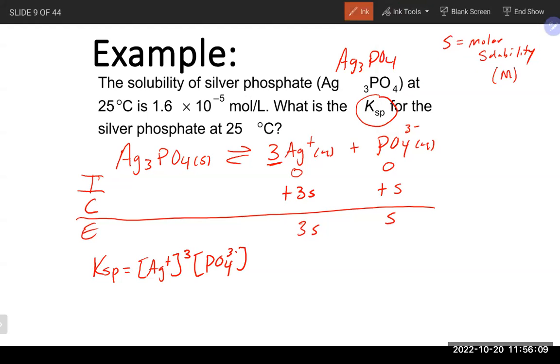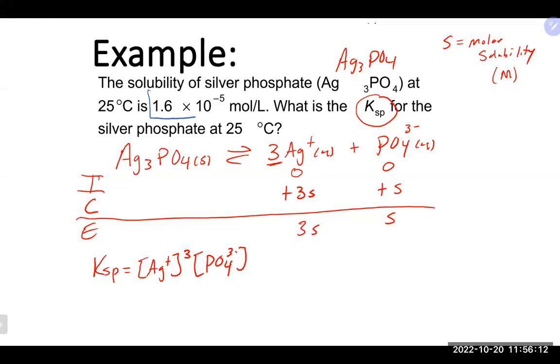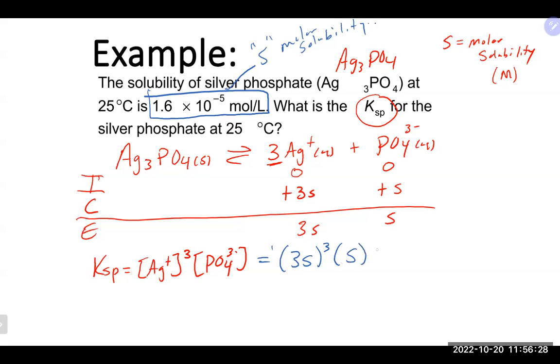So we could very much now use this number right here, which is the s. Yeah, that is the molar solubility. Which means if I put my equilibrium into here, that is (3s) cubed times s, which means I should take 3 times 1.6 times 10 to the minus 5 and cube it, times 1.6 times 10 to the minus 5 as well. Any questions on that there?